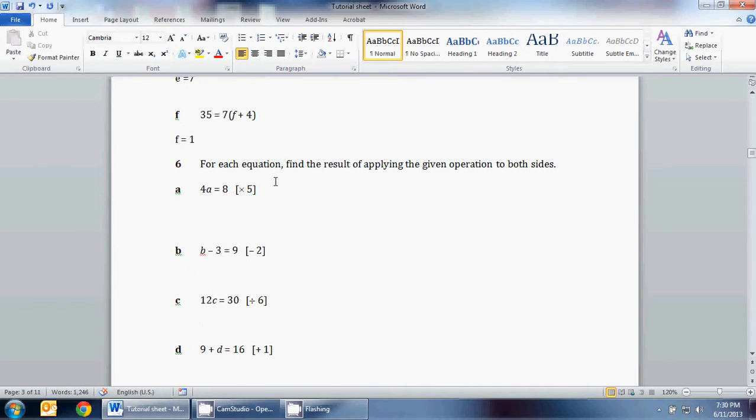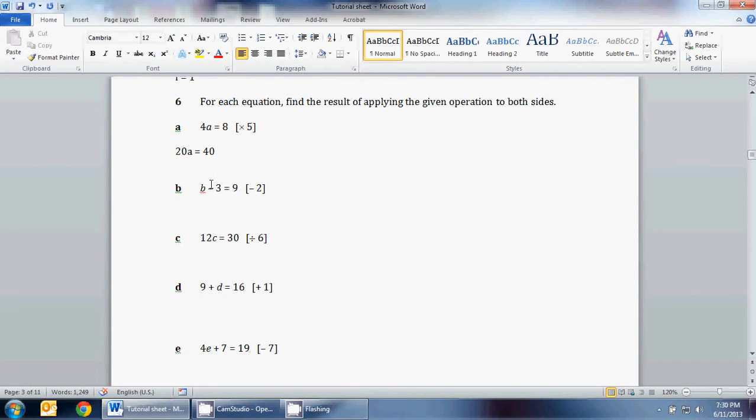So, for each of the equations, find the result by applying the given operation to both sides. So, it gives you this operation here, this times 5. And it's saying apply it to each side of the equation. Very simple, these ones. 4 times 5 is 20. 8 times 5 is 40. And that's our answer, right there.